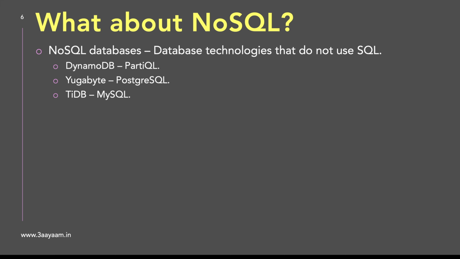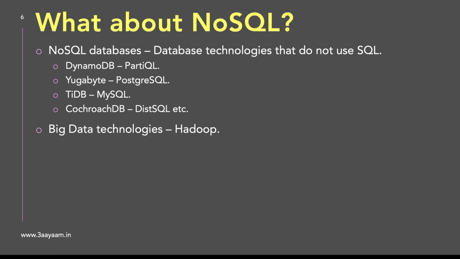Then we have TiDB, which is basically an HTAP database, hybrid transactional analytical processing, and that gives an interface on MySQL. MySQL is another relational database. Then you have CockroachDB, which is also a distributed SQL database. The underlying architecture and technology are very different from relational databases, but the endpoint it gives to developers is SQL, or distributed SQL, which is similar to SQL.